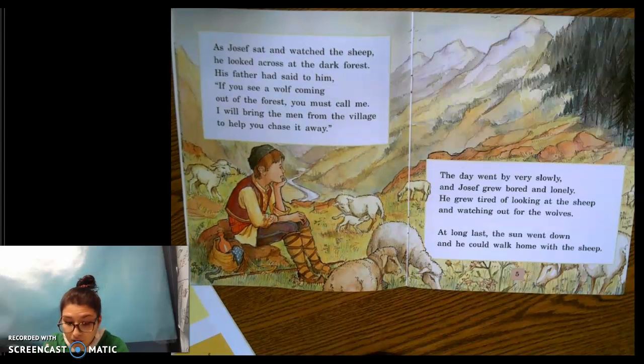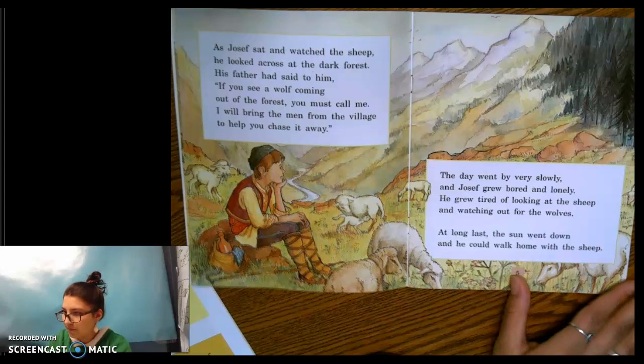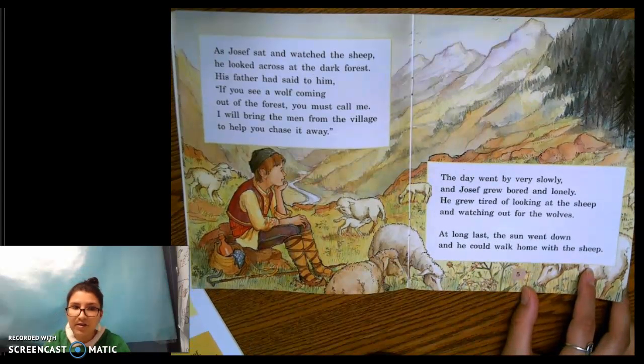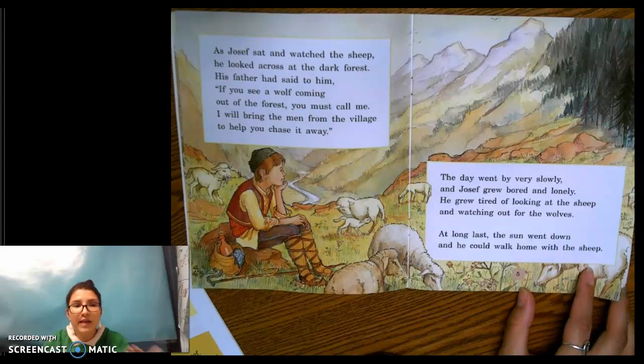Father, there are wolves in the forest, Joseph. If you see a wolf coming out of the forest to get the sheep, you must call me. I will bring the men from the village up to the meadow to help you chase it away. Narrator. Remember, a narrator is not an actual character in the story. He's letting us, the audience, know what's happening.